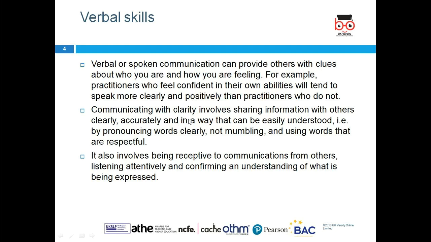So communicating with clarity, so making sure that you're clear voiced and the other person is actually understanding what you say, involves sharing information with others clearly, accurately, and in a way that can be easily understood. So you're pronouncing words clearly, you're not mumbling, and you're not using words that aren't respectful. And you're also being receptive to communications, so you're listening to the person that is speaking to you at that moment.